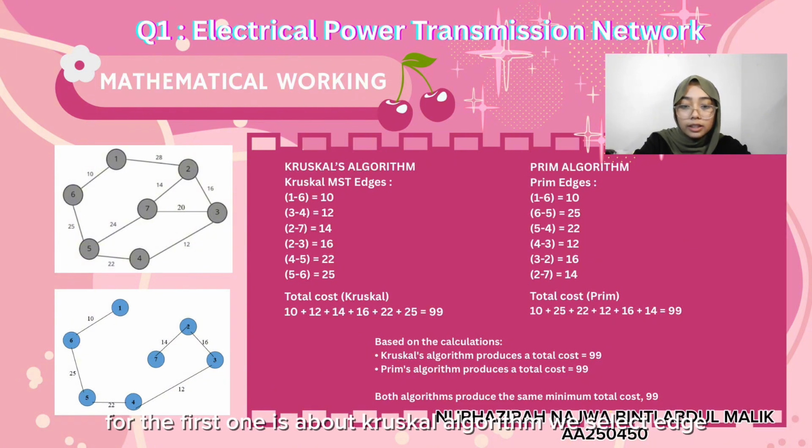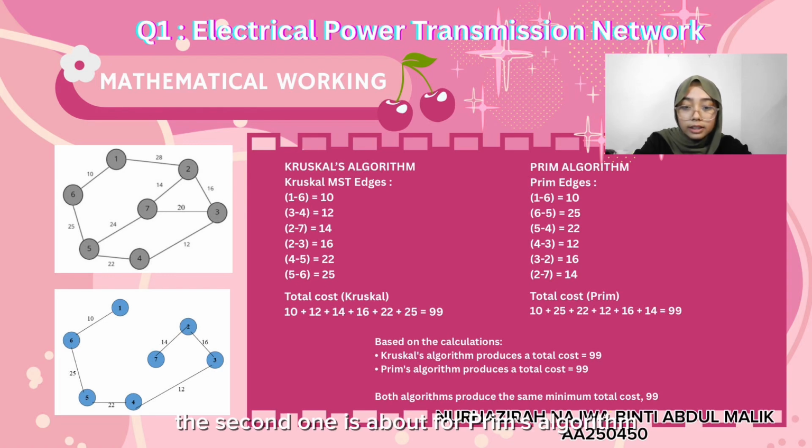The first one is about Kruskal's algorithm. We select edges starting from the smallest weight and avoid forming any cycle. The selected edges have weights 10, 12, 14, 16, 20, and 25. When we add them together, the total cost is 99.